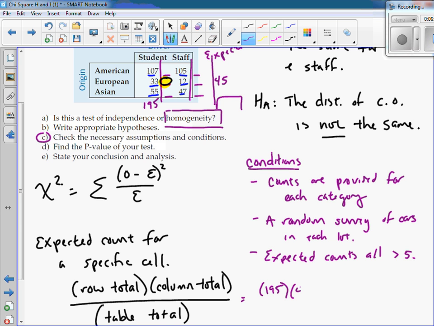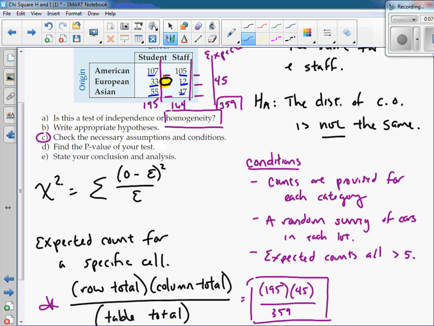195 times 45, and then divide by, and I'm pretty sure 105 plus 12 is 117, and 117 plus 147 is 164. Yep. And so we get 359 for our table total. So I would divide by 359. That would be my expected count. And on the multiple choice questions, they're going to leave them like that. So I want you to be familiar with that expected count.